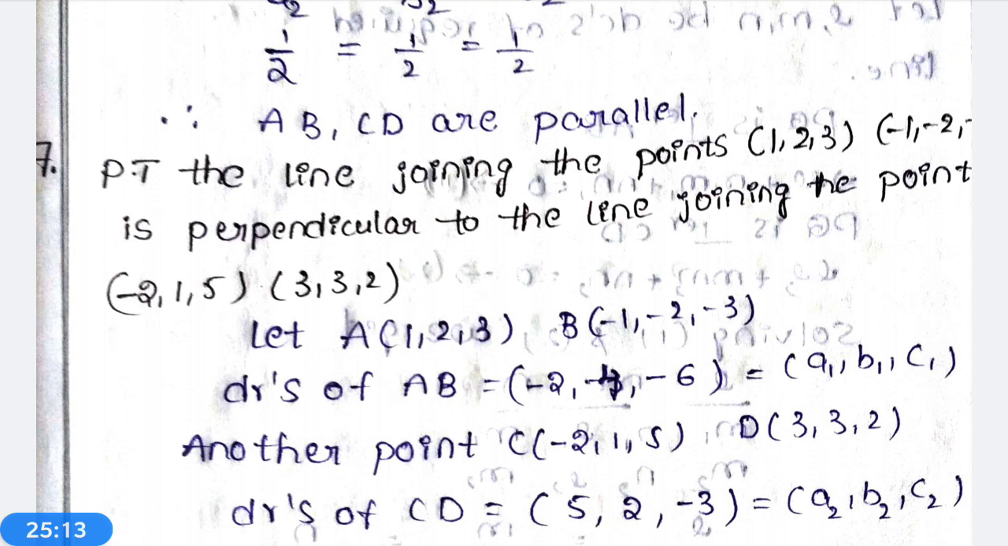DRs of AB: -1 minus 1, -2 minus 2, -3 minus 3. Therefore, A1, B1, C1 is equal to -2, -4, -6. Another line CD, where C is (-2, 1, 5), D is (3, 3, 2). Therefore, DRs of CD are 3 minus (-2), 3 minus 1, 2 minus 5.